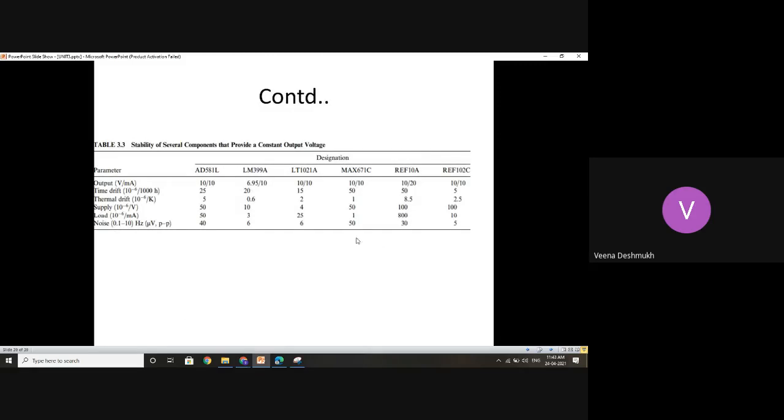So here, these are the different parameters: the output, time drift, thermal drift. Thermal drift is the one which happens due to temperature variation, and time drift is due to aging of the components. Then supply. Supply is, as we just discussed, variation in the supply. Either it could be due to connecting a different power supply altogether, or due to variation in the voltage levels which we are using during our experimentation.